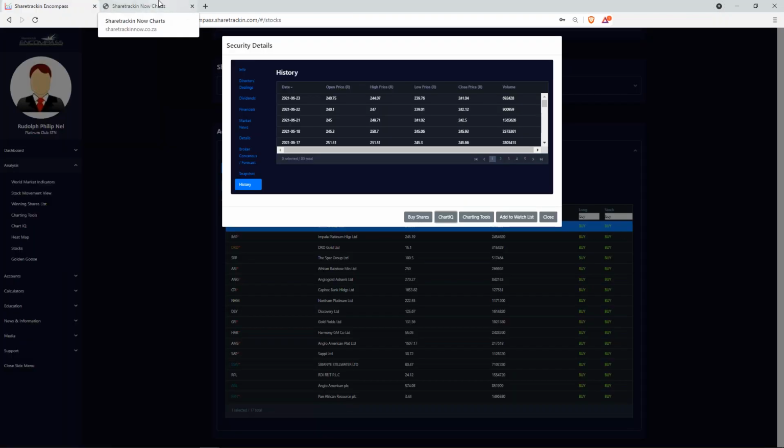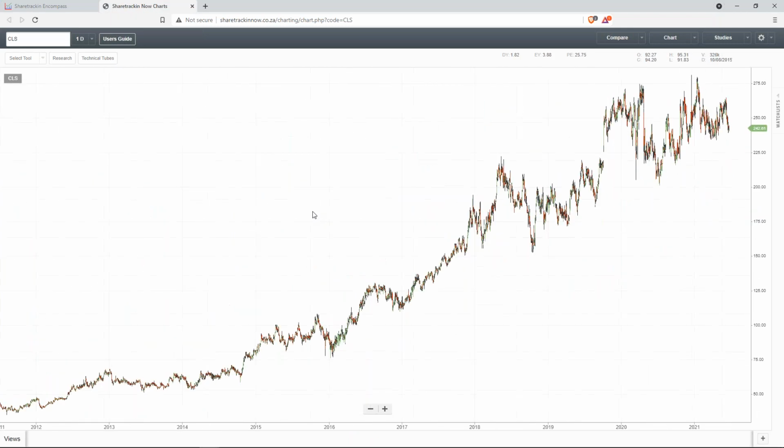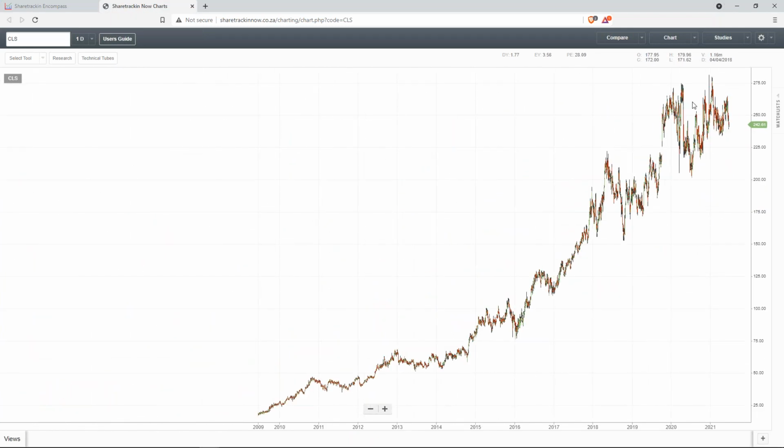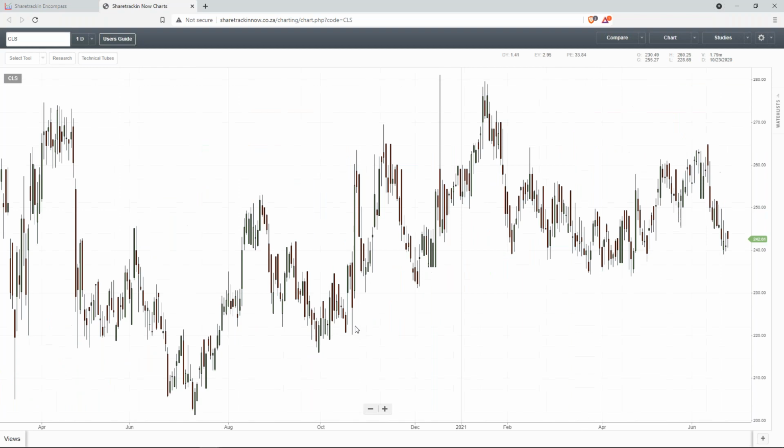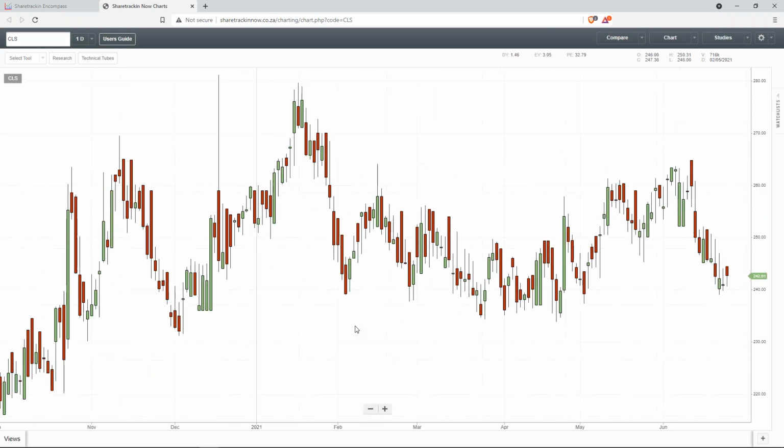So long is basically going to look at the long term. The share is in a constant bullish trend. Then the stochastic is the other one that we also need to go and add.